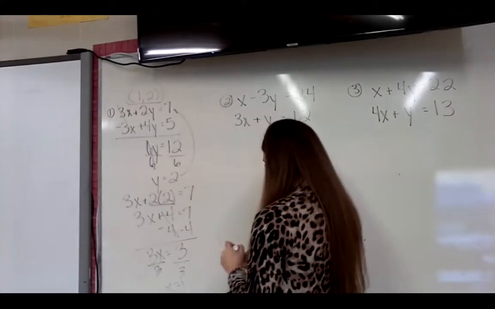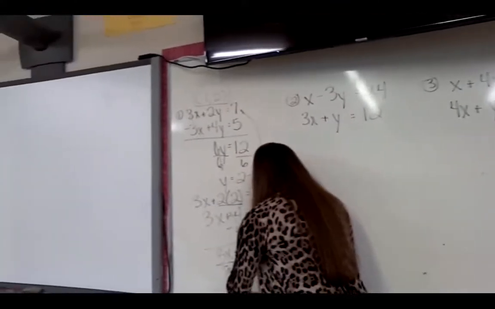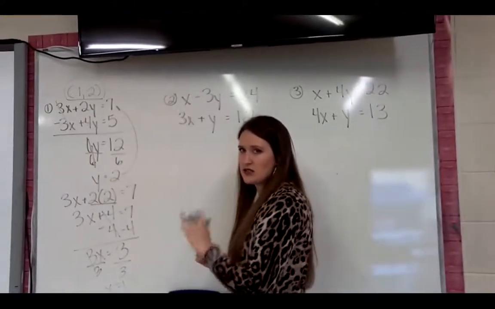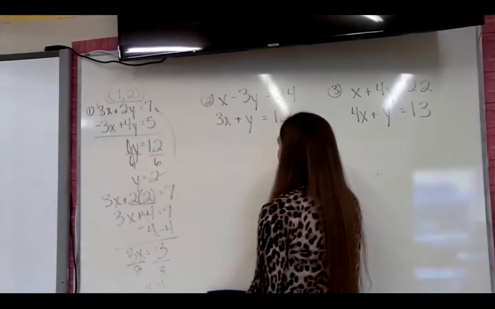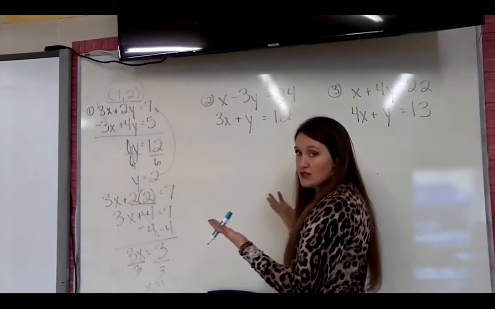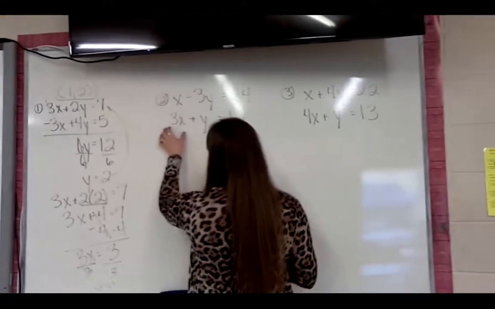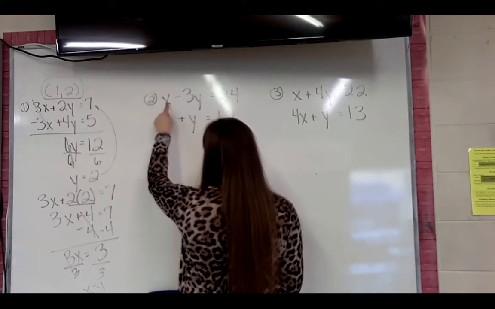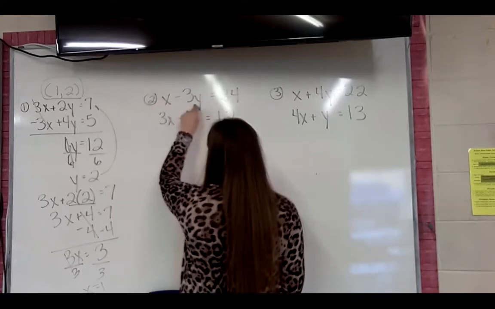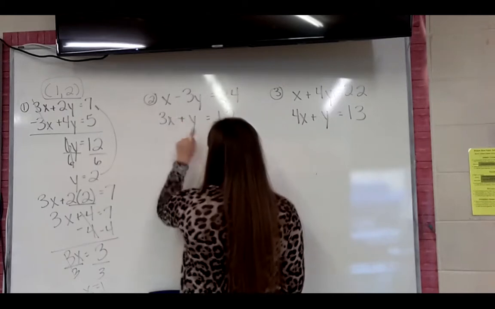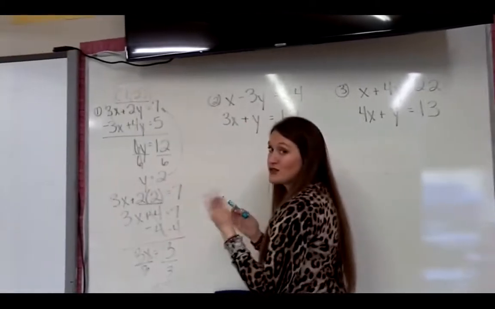Okay, on number 2, nothing immediately cancels out. I don't know if you can see this color, but we're going to try. So we're going to have to multiply one of them. It just depends on what you want to cancel. If I want to cancel the x's, this one is a 3, so I would have to multiply this whole thing by negative 3. Or this one is a negative 3y. This one's positive, so I would just have to multiply this whole thing by 3, which is what I'm going to do. But both of those are correct.